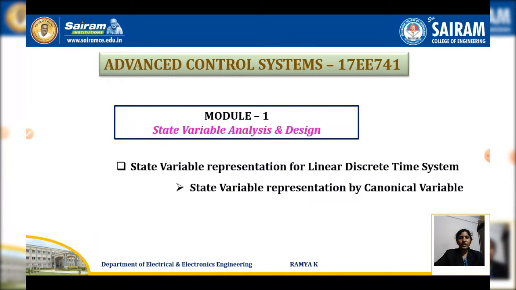In this class we are going to see the state variable representation for a linear discrete time system, and in this we are going to see the representation by canonical variable. There are two forms, canonical first form and canonical second form. Using this we are going to solve some problems under state variable representation.